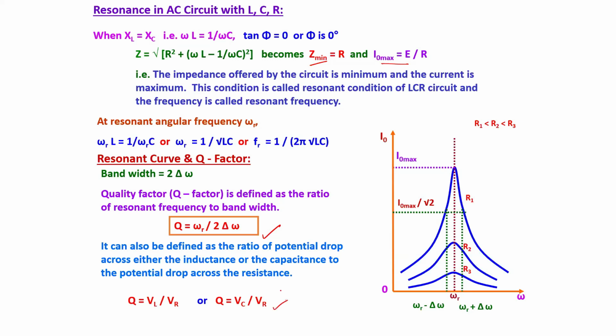Now we are going to see how we can write it in terms of omega. So Q in terms of omega can be written as omega r L divided by R. In terms of C, it can be written as 1 divided by omega r C R.